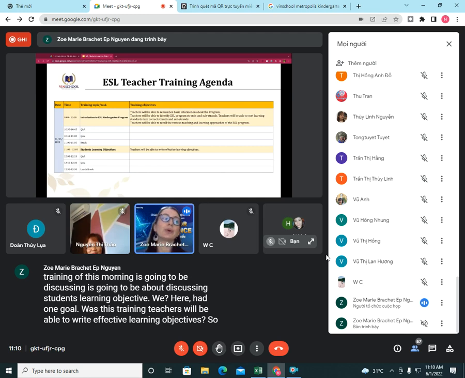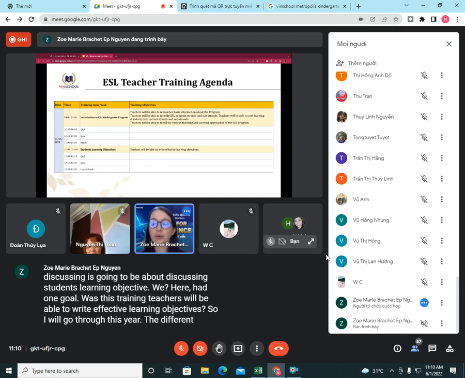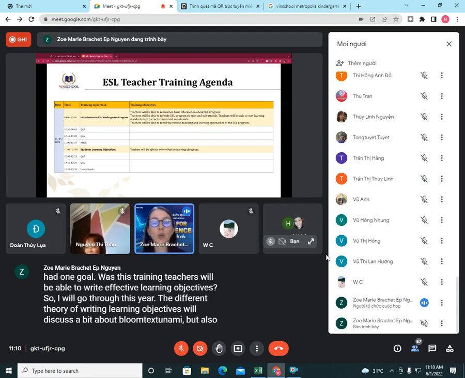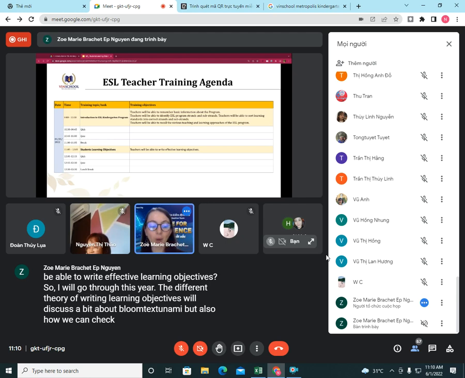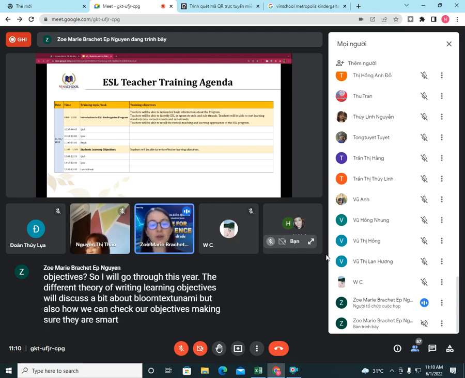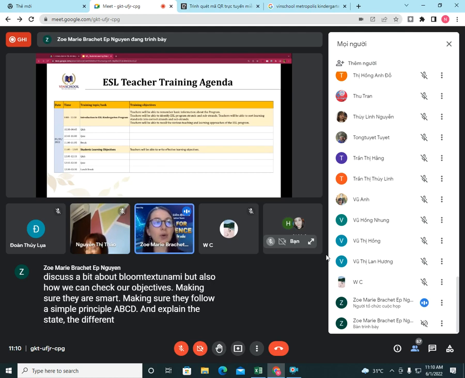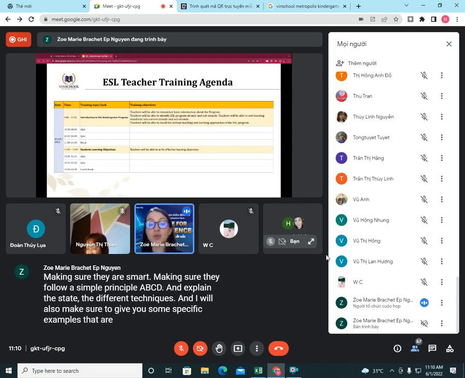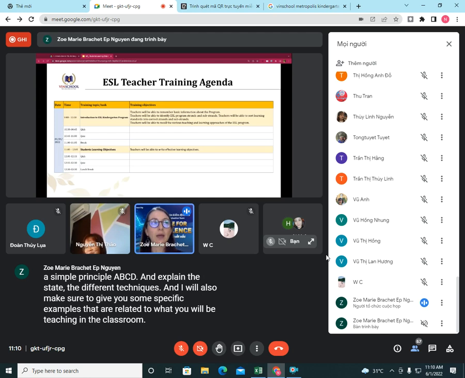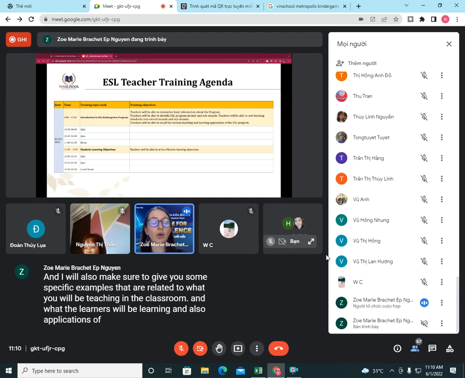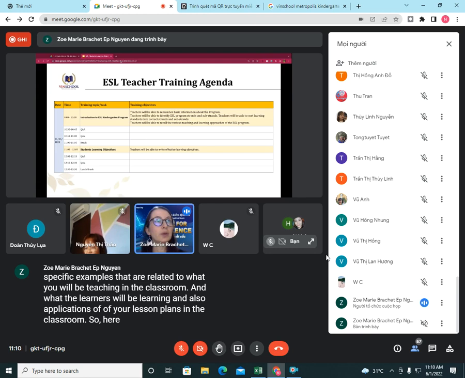So I will go through the different theory of writing learning objectives. We'll discuss a bit about Bloom's taxonomy, but also how we can check our objectives, making sure they are SMART, making sure they follow a simple principle, ABCD, and explain the different techniques. And I will also make sure to give you some specific examples that are related to what you will be teaching in the classroom and what the learners will be learning, and also applications of your lesson plans in the classroom.